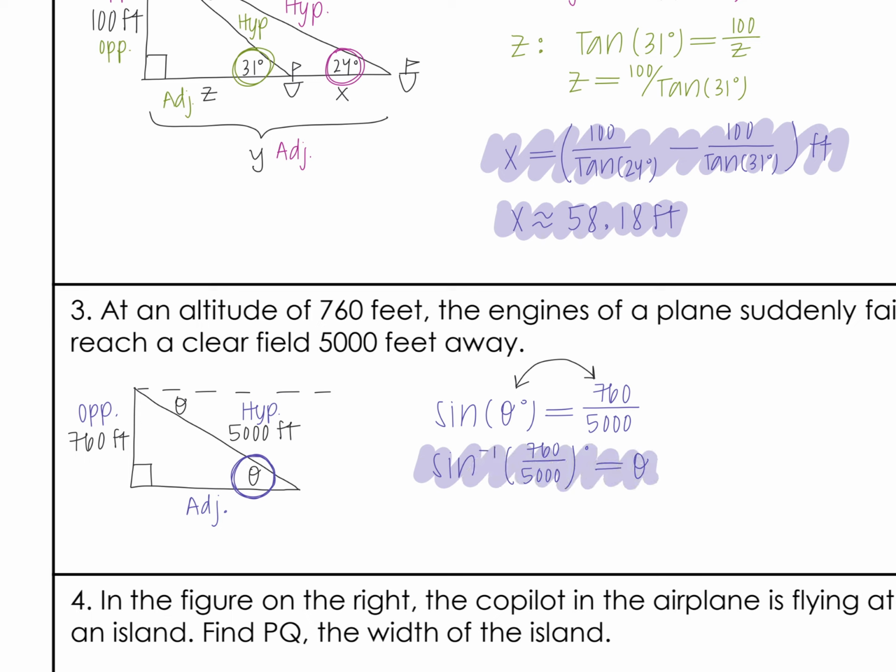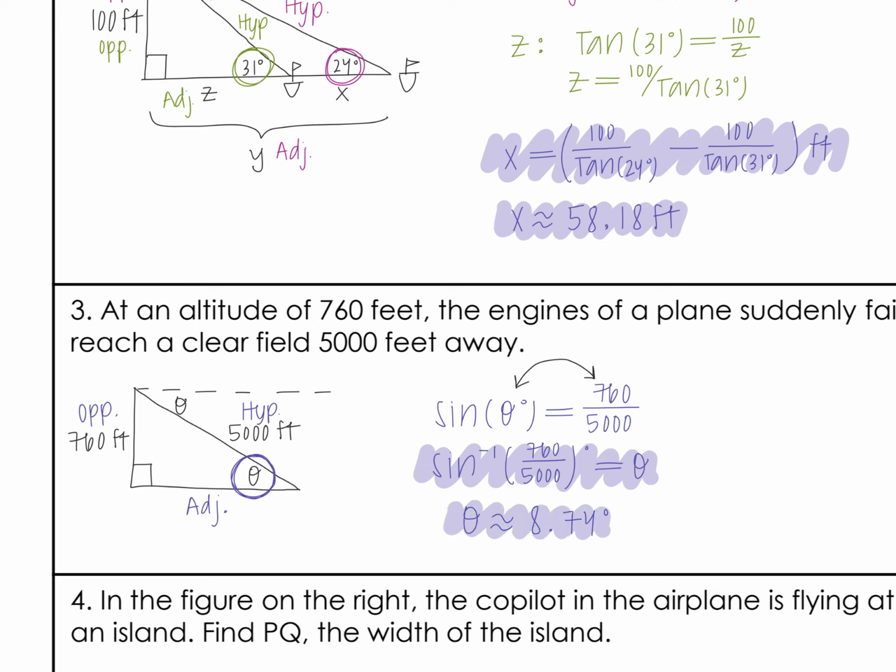Okay, with that being said, let me plug this into my calculator real quick and see what I get. So we've got inverse sine of 760 divided by 5,000, which is going to give me a rounded answer of 8.74 degrees.